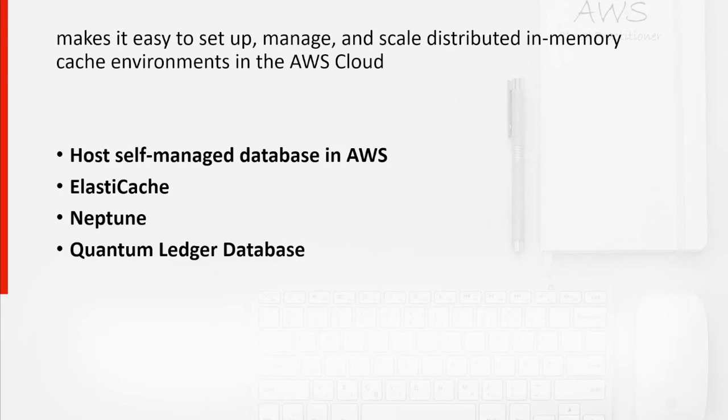which makes it easy to set up, manage, and scale distributed in-memory cache environments in the AWS cloud? ElastiCache. And the keyword here is in memory. I included ElastiCache amongst the databases because it's a storage, but it stores in cache memory or in-memory cache.